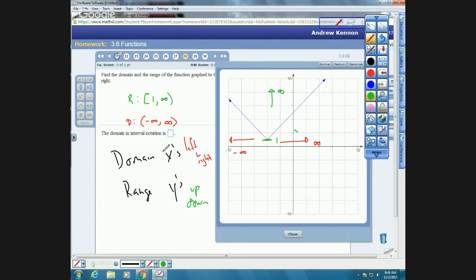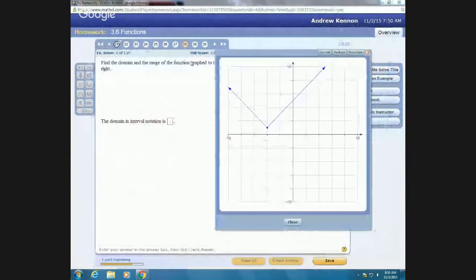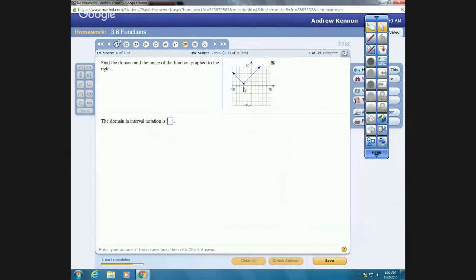So the domain is talking about how far left and right it goes. The range is talking about how far up and down it goes. There's another one of those. I think there's only 2 of those in there. You do a bunch of that in college algebra.